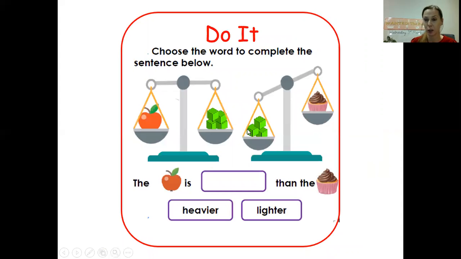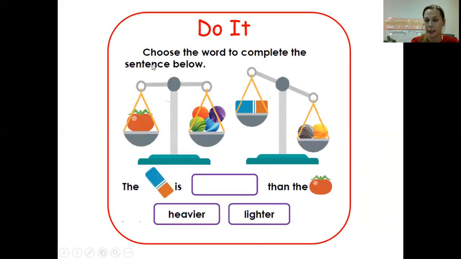Okay, here's your do it now. I'll read through them for you, but I'm not going to show you the answers because I'm sure you can work these out for yourself. So choose the word to complete the sentence below. Remember too your success criteria: look at the pictures of the scales because they're not always balanced, and that might affect your answer. So these are balanced, this one isn't. You've got the cubes further down than the cake. So what does that tell you about which one is heavier and which one is lighter? So the apple, is it heavier or lighter than the cake?